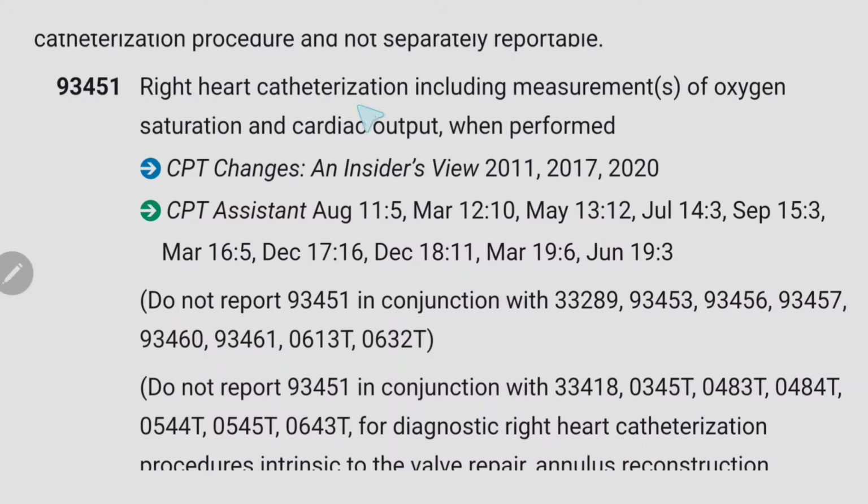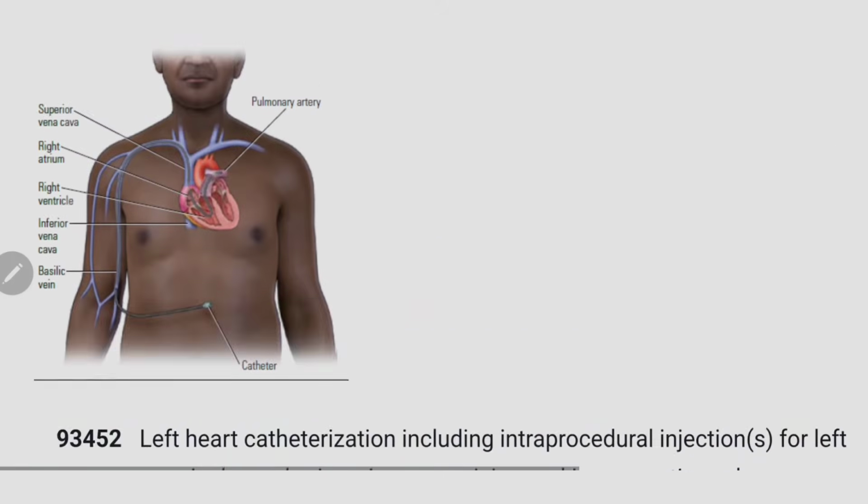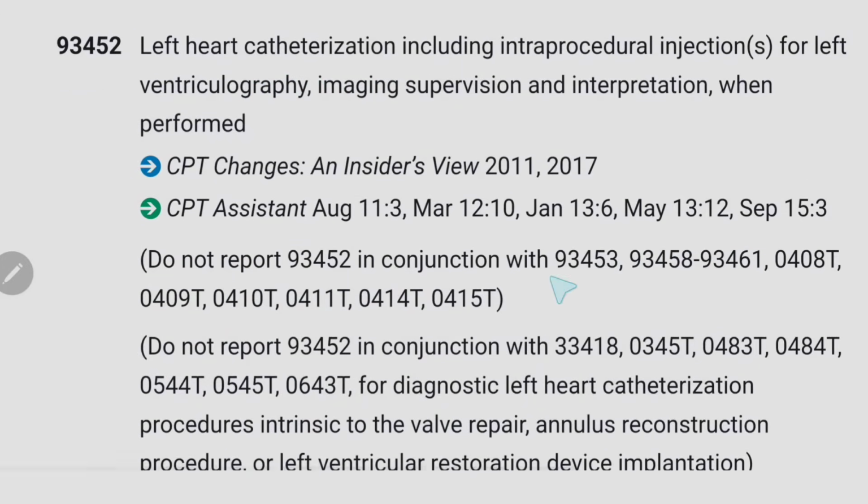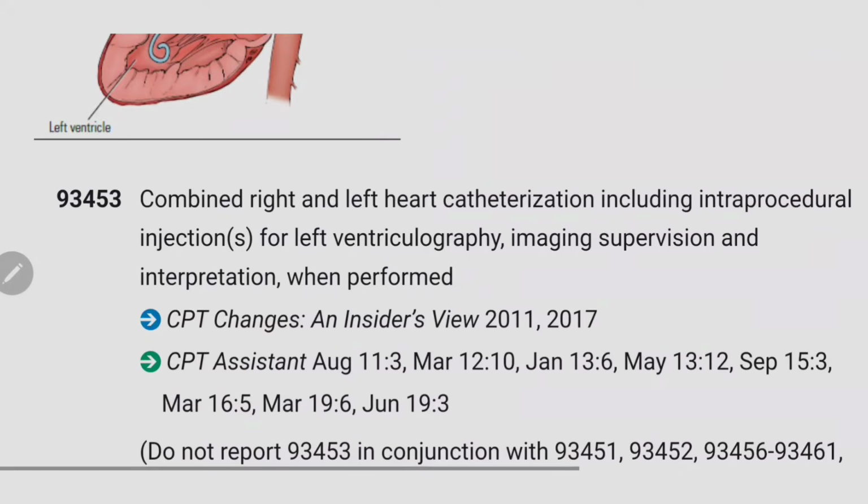93451 is for right heart catheterization, including measurement of oxygen saturation and cardiac output. So this is for right heart catheterization. Check the code 93452. This is for left heart catheterization. So highlight the important terms. Also highlight do not report 93452 in conjunction with all these codes. Then check the code 93453, which is for combined right and left heart catheterization. So this is the combination code. If they have mentioned right and left heart catheterization, then instead of coding separately, you can use the combination code.